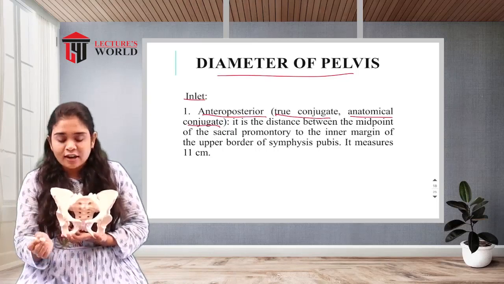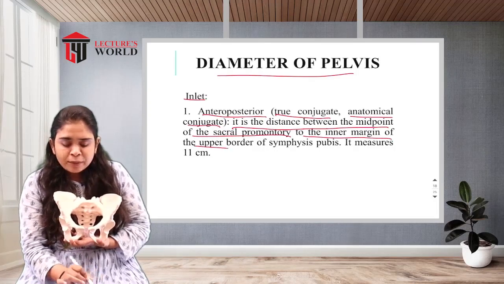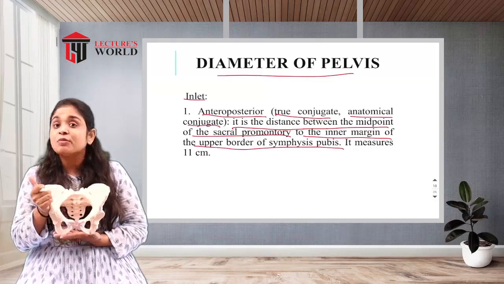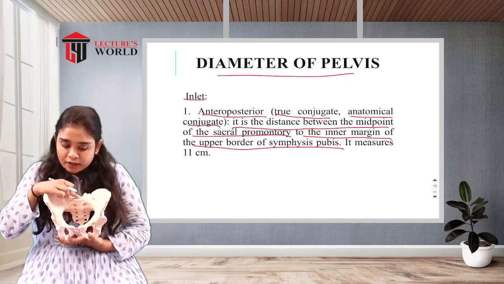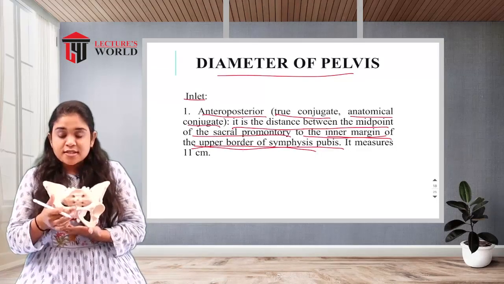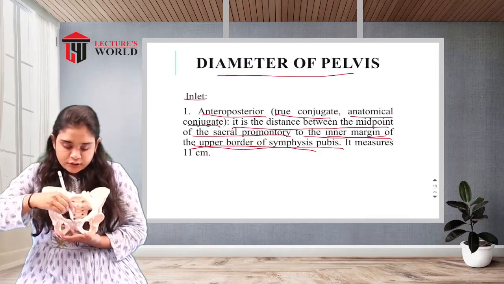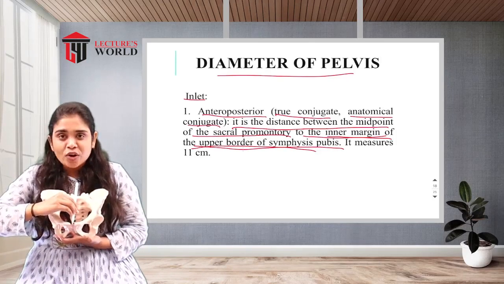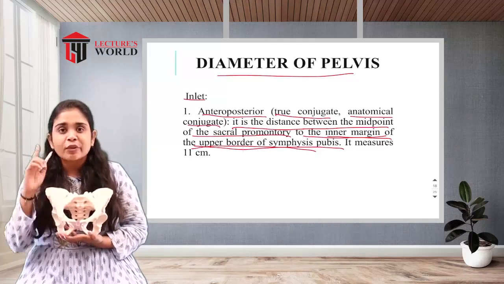So where is it starting? It is a distance between the midpoint of the sacral promontory to the inner margin of the upper border of the symphysis pubis. So this is the sacral promontory, and the midpoint you have to take. From here, where it has written the inner margin of the upper border of the symphysis pubis. So this is the symphysis pubis, the upper border we have to take, and the inner border. So this portion, from here to here. So this is the anterior posterior diameter, or the true conjugate, otherwise the anatomical conjugate, and it measures about 11 centimeter.